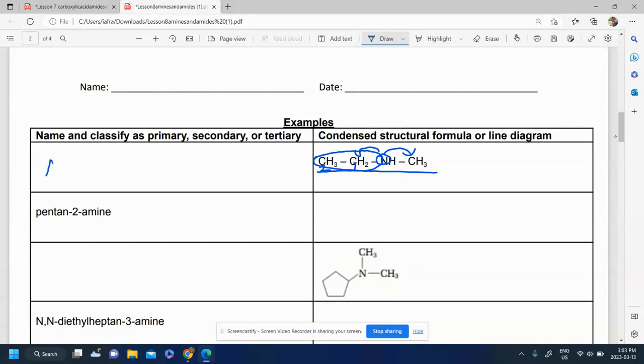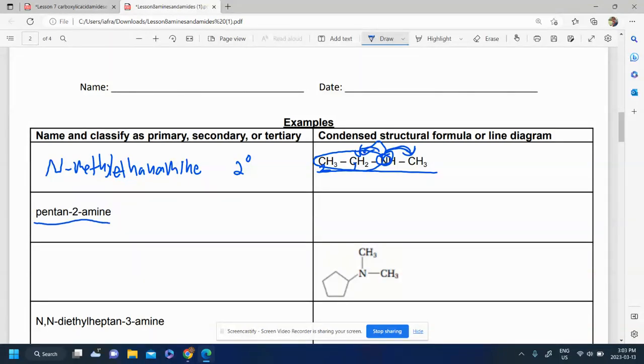So we have an N-methyl ethanamine. This nitrogen has 2 carbon chains on it, so we know it's a secondary amine.